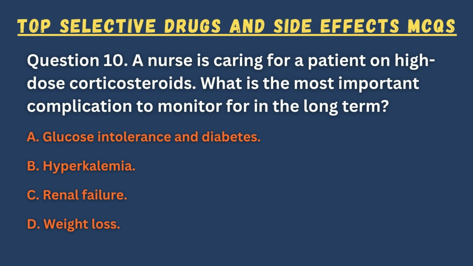Question 10. A nurse is caring for a patient on high-dose corticosteroids. What is the most important complication to monitor for in the long term? A. Glucose intolerance and diabetes. B. Hyperkalemia. C. Renal failure. D. Weight loss.